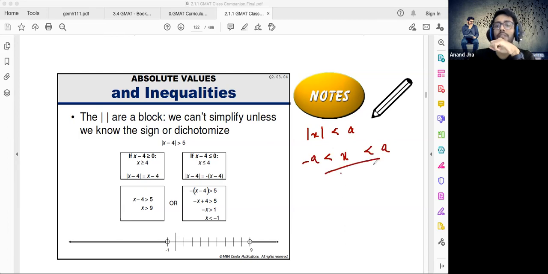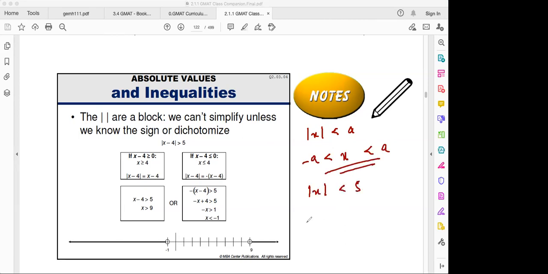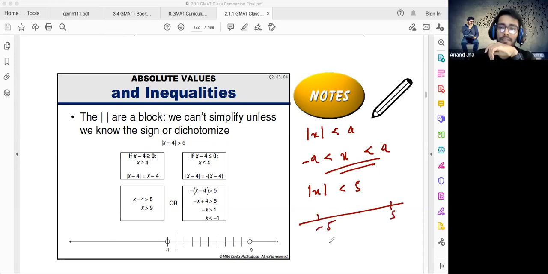It has to be this. Let's say, example. What I've written, same thing I've written: 5. Check any number. Let's say, for example, minus 4. Mod of minus 4 is 4, and 4 is less than 5. Let's say 0. Mod 0 is 0, and 0 is less than 5. Let's say 3. Mod 3 is 3, and 3 is less than 5.